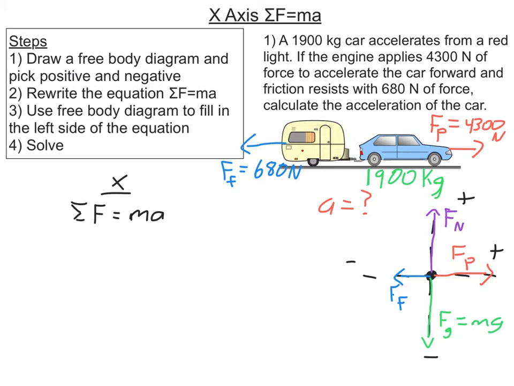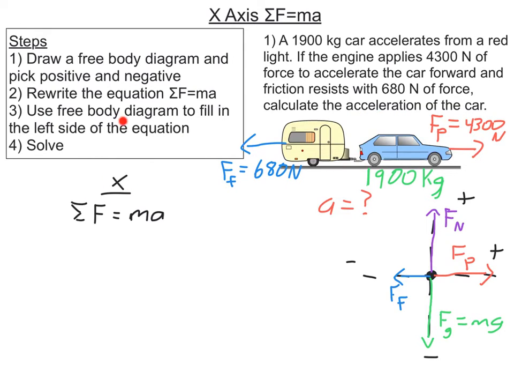How do I know this is an X-axis problem? Because the car is traveling in the X-axis and we're looking for the acceleration of the car. The car's going left and right, so the car's accelerating to the right here. That's in the X-axis, so this must be an X-axis problem. So sum of the forces equals ma, and I label it with an x-axis kind of over the top.